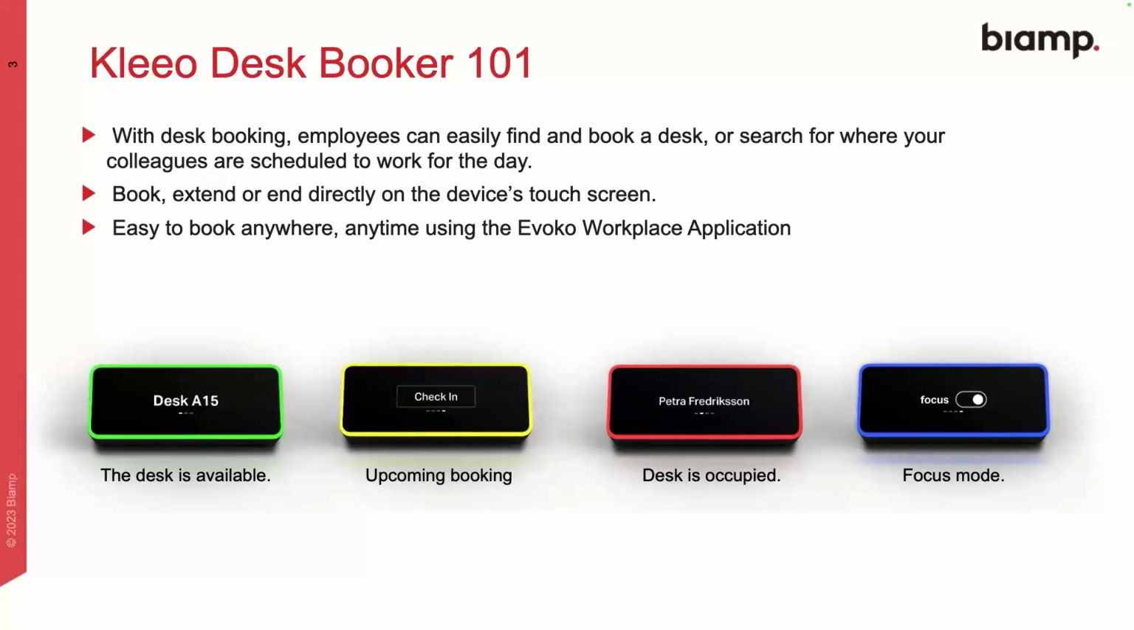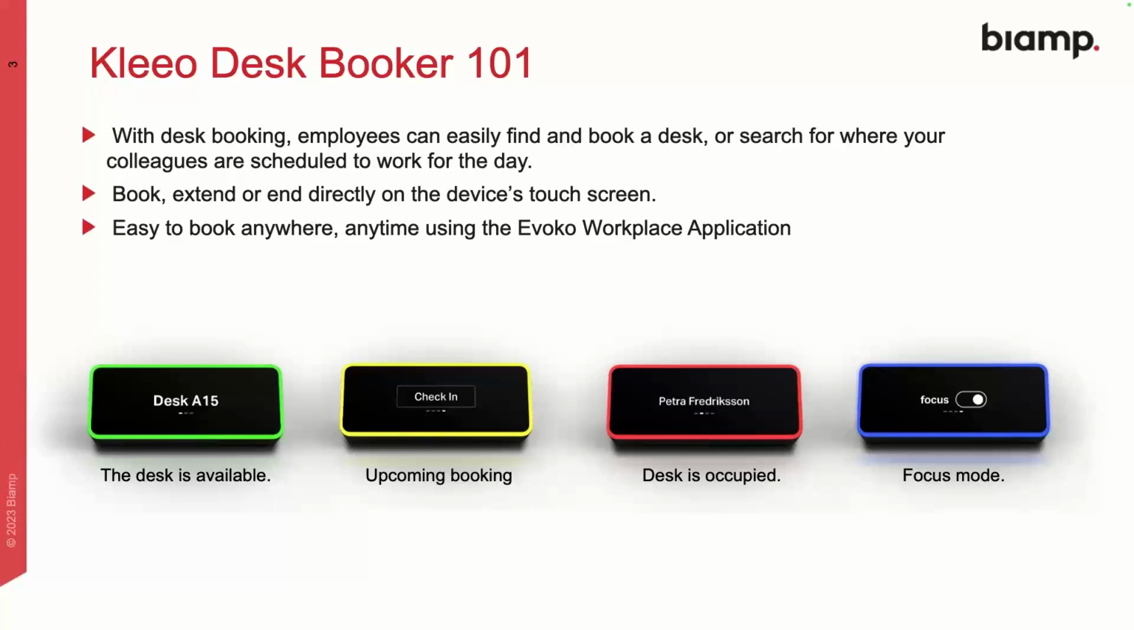On the screen, you see 4 images here of the actual Cleo, and I'd like to just run through the colors and what they represent here. On the far left, you see desk A15. The desk is available, the green color indicating that the desk is unoccupied, that it's available to be booked. To the right, we have an amber color here. We refer to this as the check-in color.